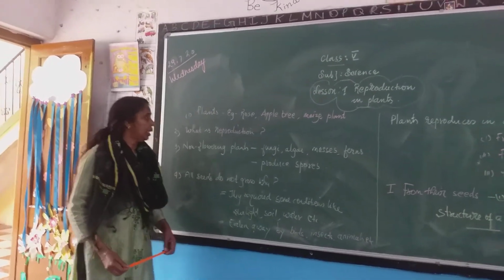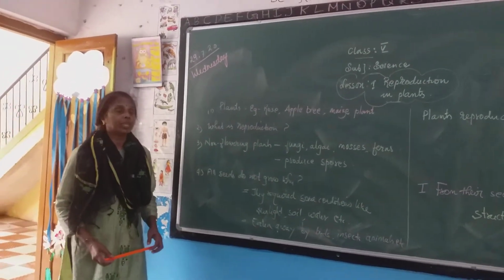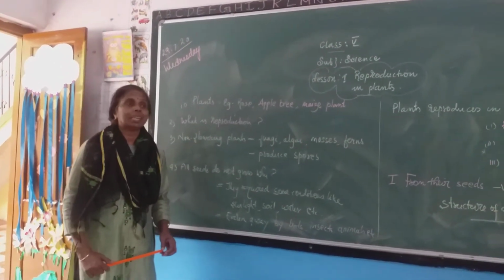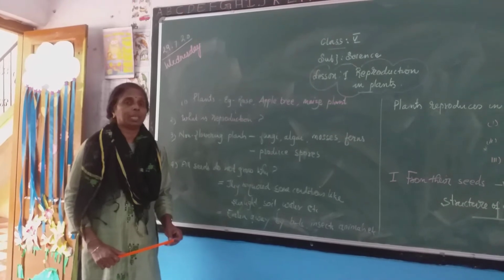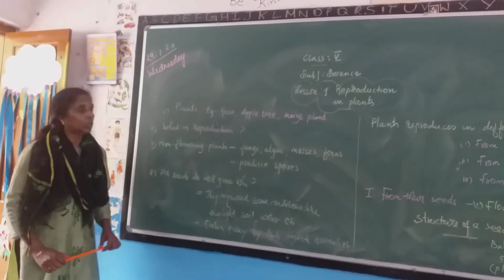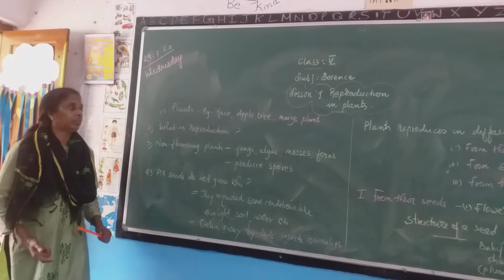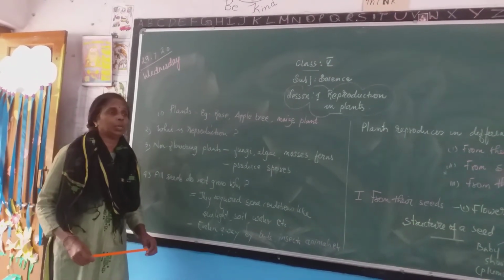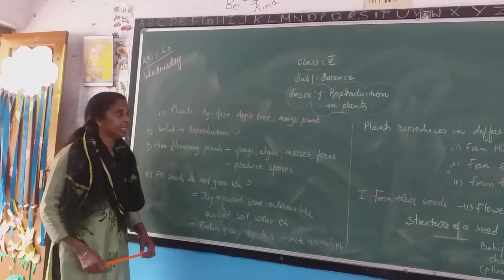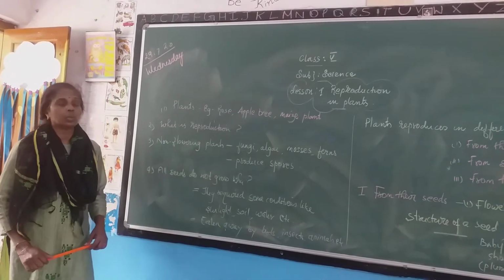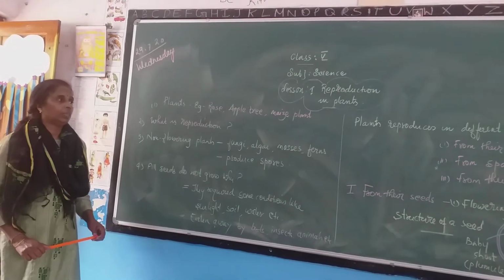Yeah, some plants are flowering plants. For example, rose, jasmine, these all are flowering plants. And some are non-flowering plants. Some do not have flowers. Can you tell one or two examples? Yeah, correct. It is like fungi, algae, mosses, ferns. These all are non-flowering plants.